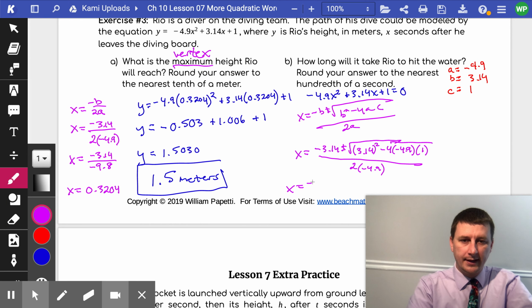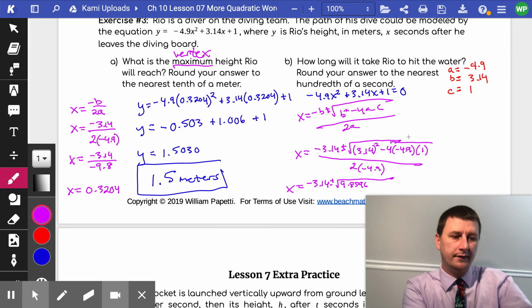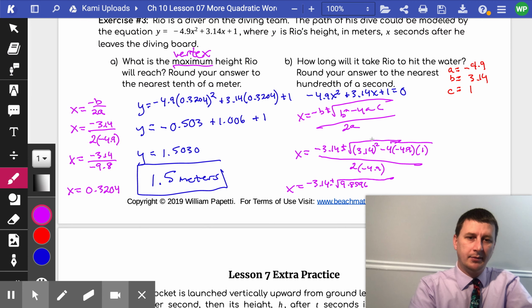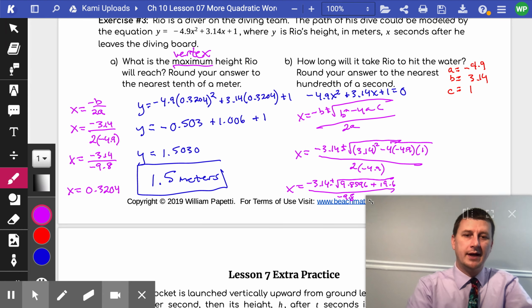So I'm going to have negative 3.14 plus or minus the square root of 9.8596. Okay, I have a negative 4 times a negative 4.9 times 1, and I see my double negative here, so this is really going to be plus 19.6. That's all going to be divided eventually if we get to that point. Don't worry, we will, by negative 9.8.